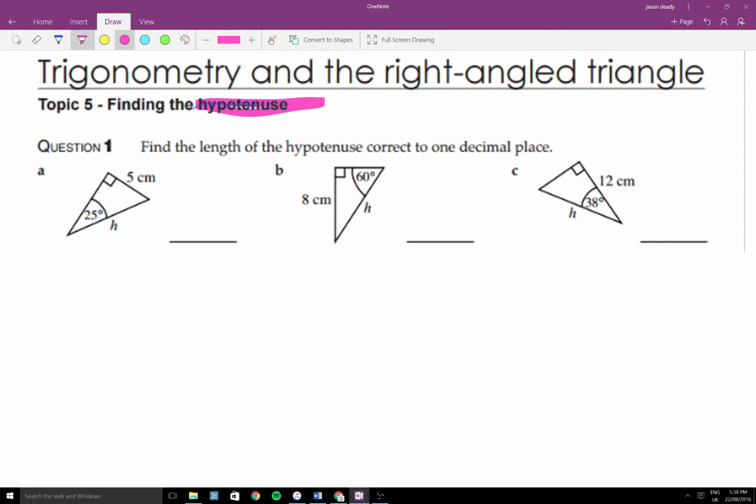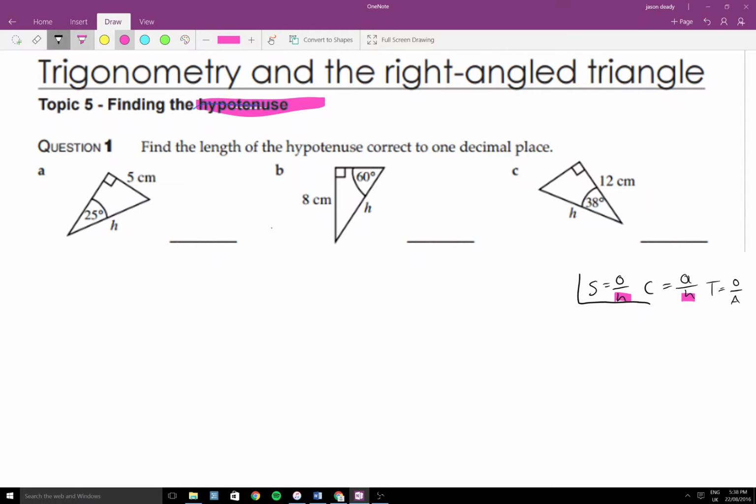Okay, now the hypotenuse is special because if you look at your sine equals opposite over hypotenuse, cos equals adjacent over hypotenuse, and tan equals opposite over adjacent. The hypotenuse in all of those is on the bottom.